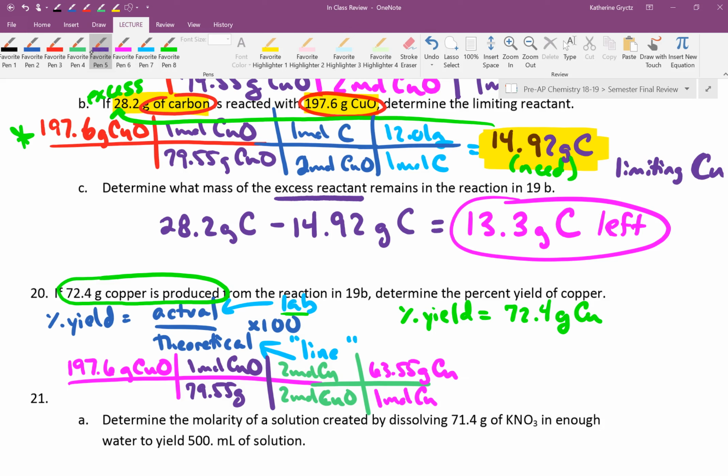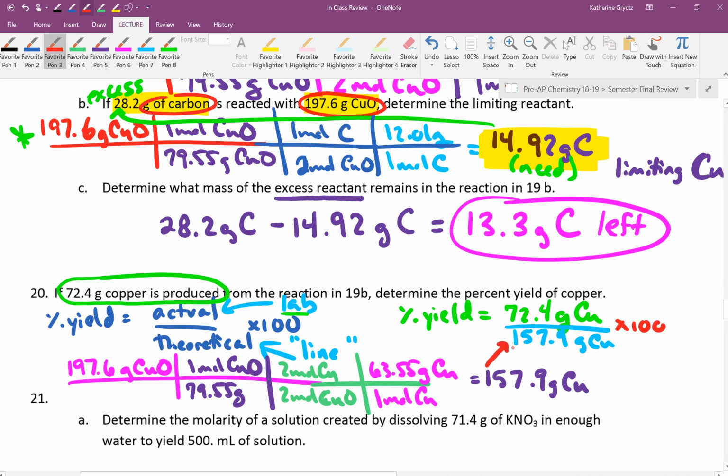Okay, so we should get 157.9 grams of copper. So that's how much you were supposed to make, and it says, hey, we actually made 72.4 grams of it. So we didn't do that great. So how you calculate the percent yield is you put the theoretical down on the bottom, and you multiply this by 100.